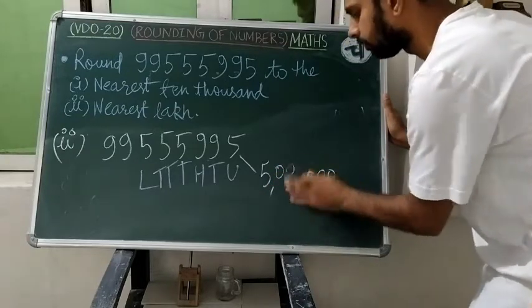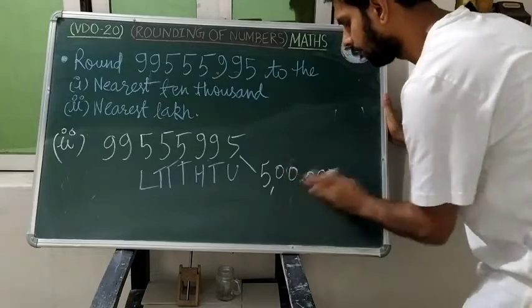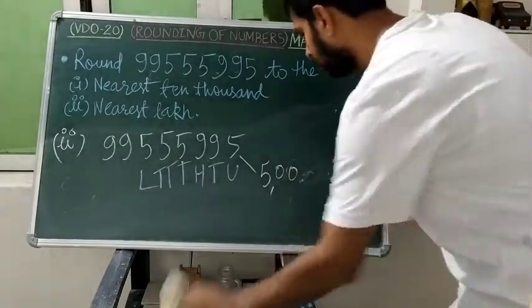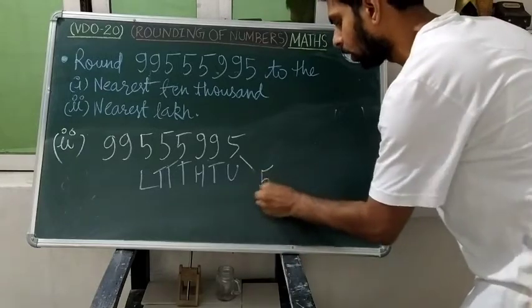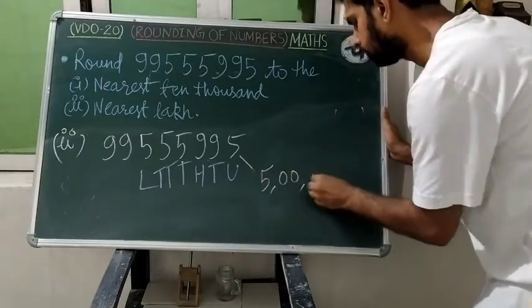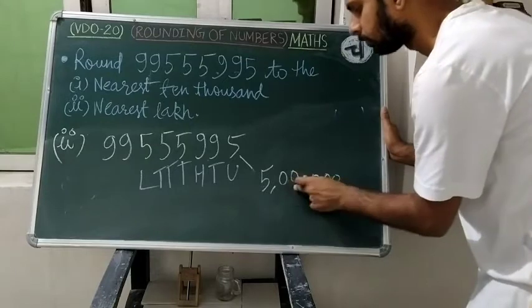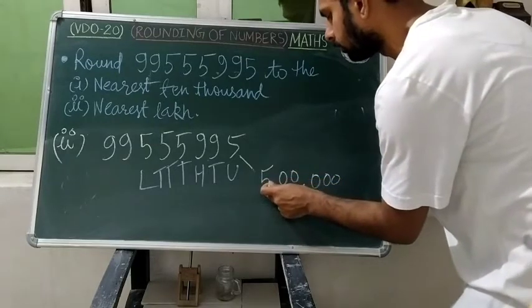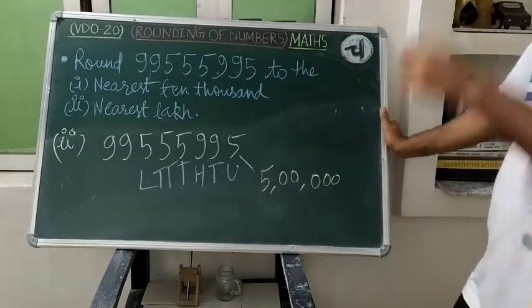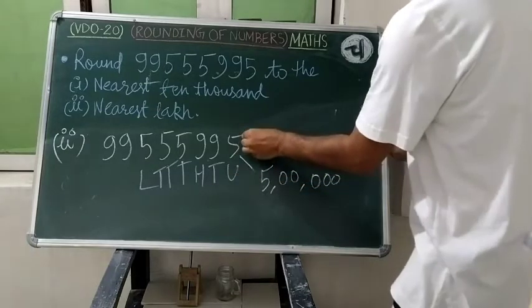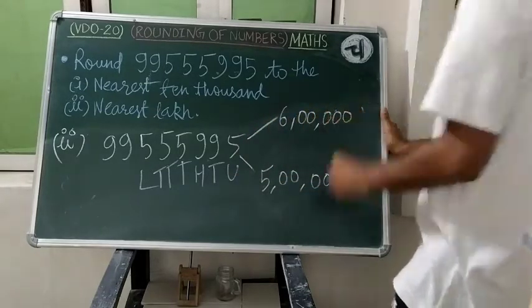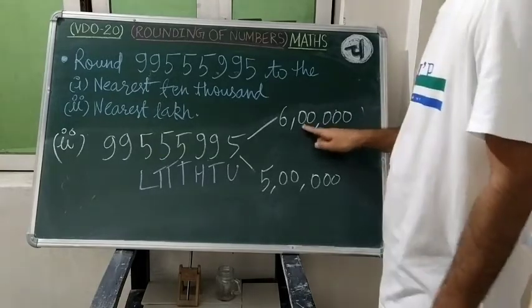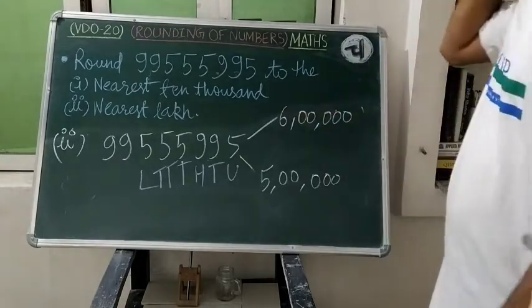In this way, 5 lakh. How many zeros will be there? 5 zeros will be there, and 1 up-time will give us 6 lakh. Unit, 10, 100, 1000, 10,000, lakh.